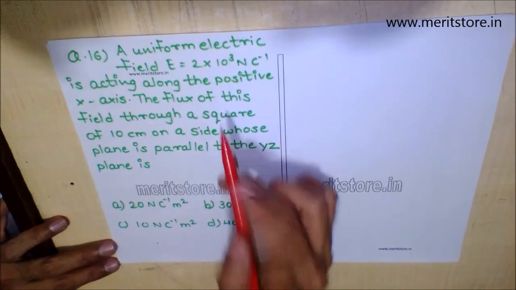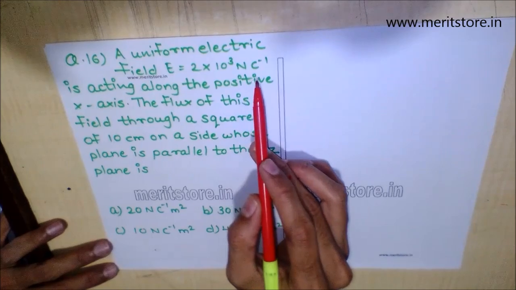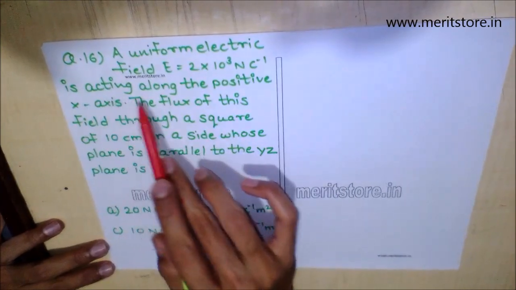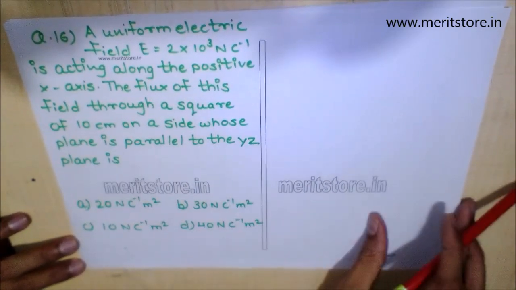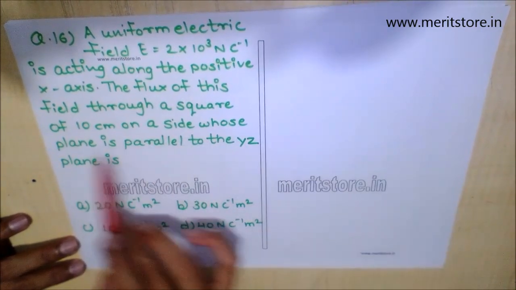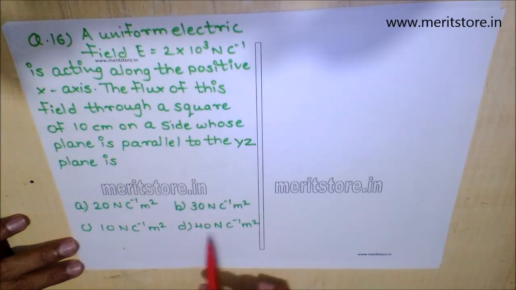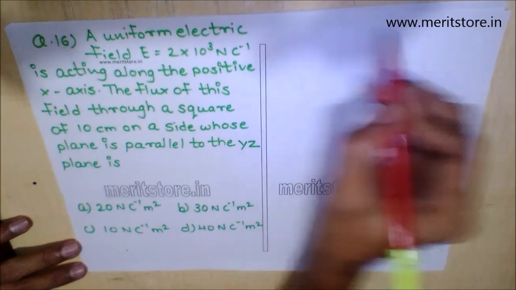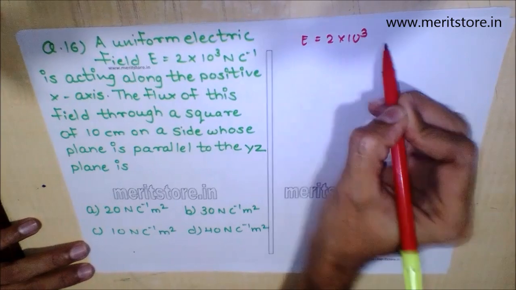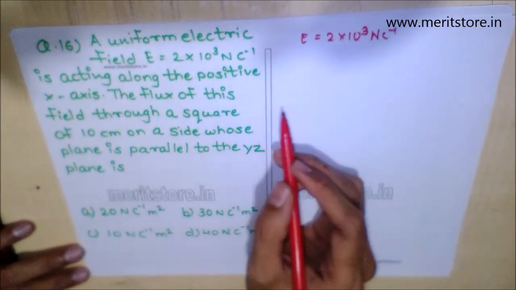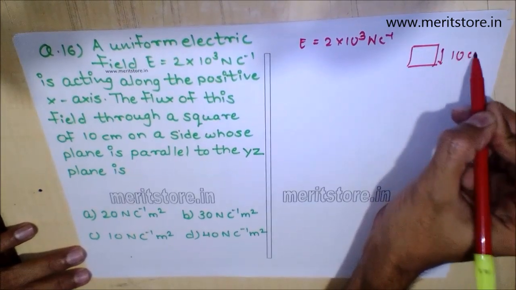Question number 16. A uniform electric field E, equal to 2 into 10 raised to 3 N C inverse, is acting along the positive x-axis. The flux of this field through a square of 10 centimeters on the side, whose plane is parallel to the YZ plane, is 20, 30, 10 or 40. So what we have given is an electric field E equal to 2 into 10 raised to 3 N C inverse. Also we have a square whose one side is 10 centimeters.